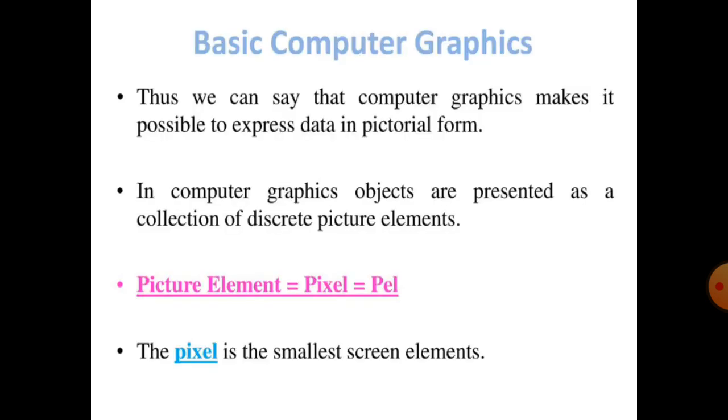Basic computer graphics. Thus, we can say that computer graphics makes it possible to express data in pictorial form. In computer graphics, objects are presented as a collection of discrete picture elements. A picture element is a pixel, or pel. The pixel is a small screen element.